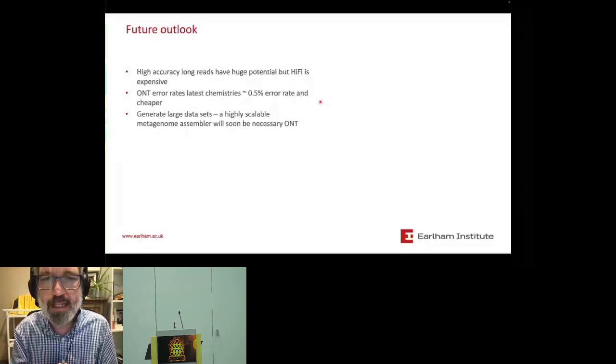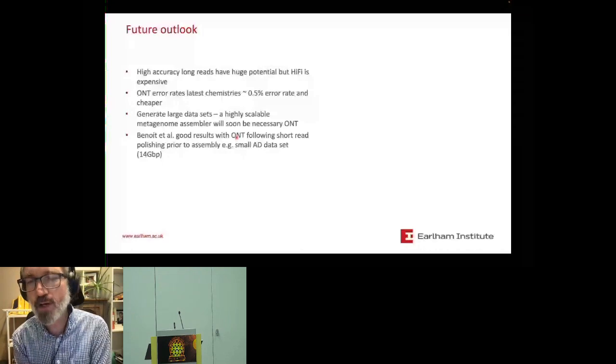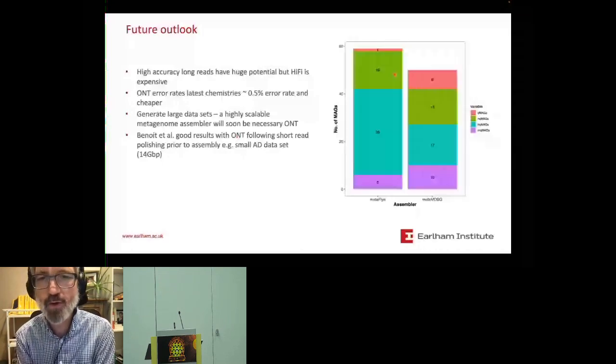So it's very appealing to think about Oxford Nanopore. In our paper, we did use ONT reads after first polishing them with short reads. And in that case, we got pretty good results compared to metaFlye, which is the state of the art for Nanopore, I would say. Noticeably, we got more circularized MAGs, but slightly fewer MAGs overall again.